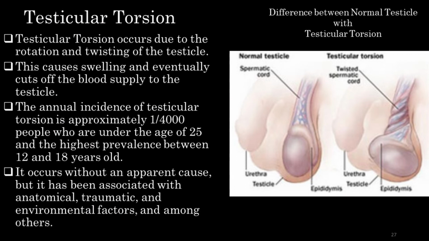Testicular torsion occurs due to the rotation and twisting of the testicle. This causes swelling and eventually cuts off the blood supply of the testicle. The annual incidence of testicular torsion is approximately 1 in 4,000 people under the age of 25, with the highest prevalence between 12 and 18 years old. It occurs without an apparent cause, but it has been associated with anatomical, traumatic, and environmental factors, among others.